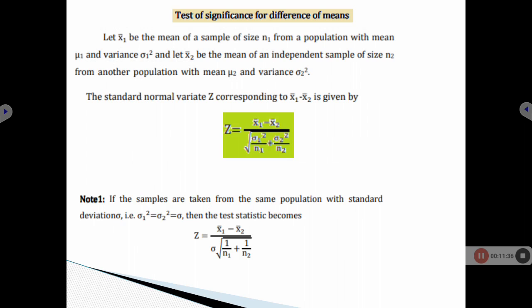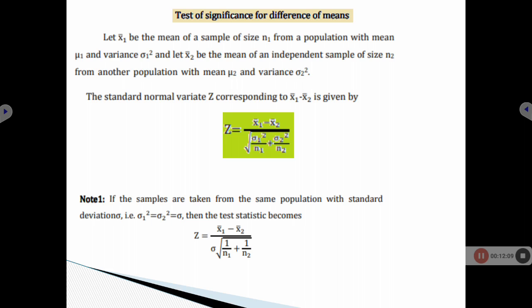Previously we have seen the testing of hypothesis for a single mean. Now we are going to see the testing of significance for a difference of mean. Here we consider x1 bar as the mean of a sample of size n1 from a population with mean mu1 and variance sigma 1 square, and x2 bar as the mean of an independent sample of size n2 from another population with mean mu2 and variance sigma 2 square.